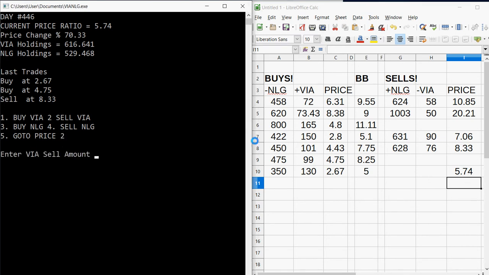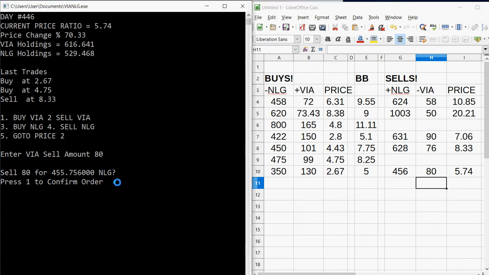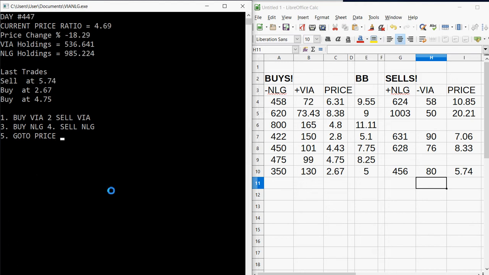And now how many do we want to do the trade for? We have a differential of what's better than double. So therefore, after getting 130 via, we could probably get away with only selling 80 of them, which would give us a gate of 455 here, 456. So let's confirm that order. And the market's already down 18% as it is on the next point, but I want better than that.